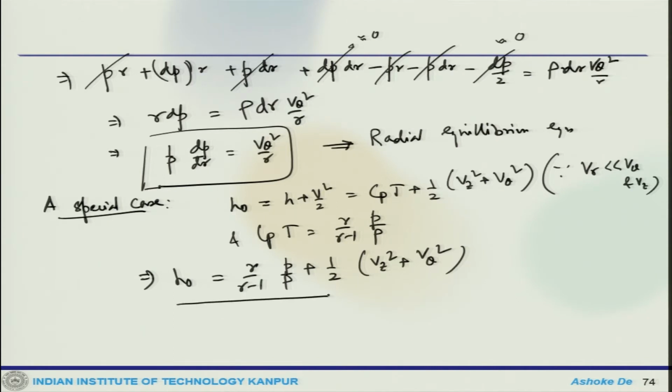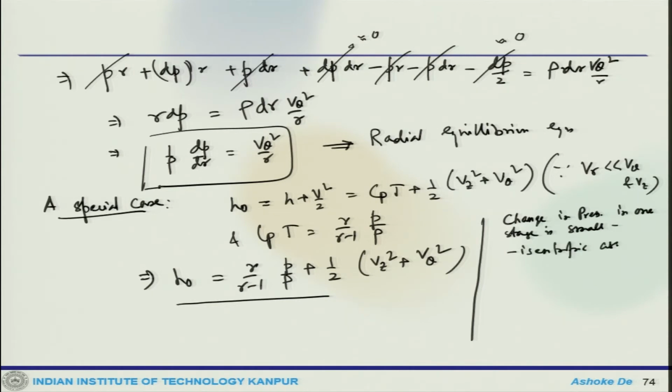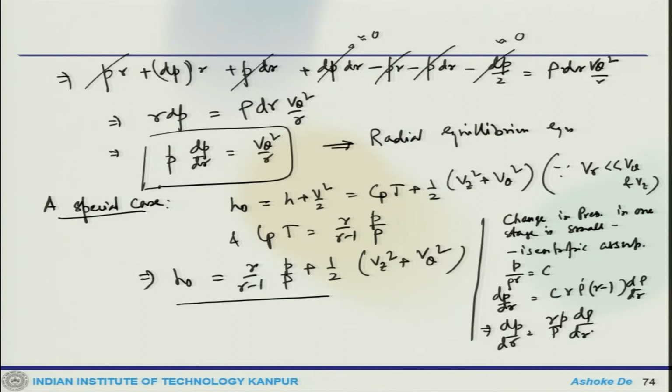Before we do this, another thing one can write is that the change in pressure in one stage is small. So, which means the flow can be assumed to be isentropic. So, you can assume that p by rho to the power gamma is constant. Now, one can write dp by dr equals gamma rho to the power gamma minus 1 d rho by dr. So, once you do the simplification, this will get you dp by dr equals gamma p by rho d rho by dr. So, that is another part of it.